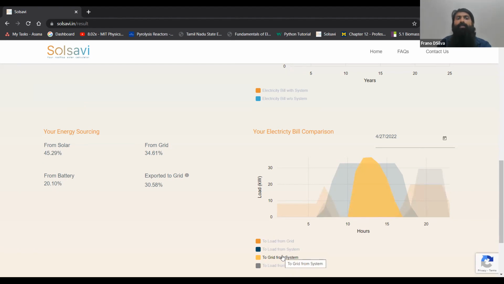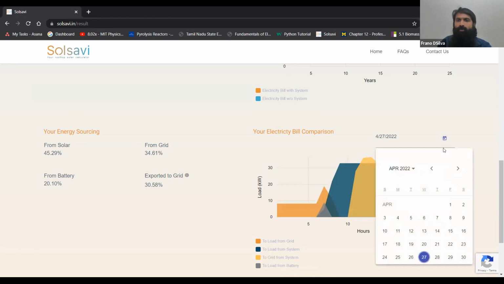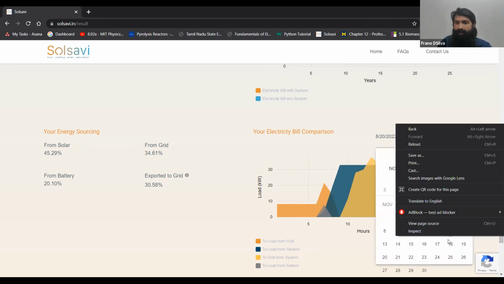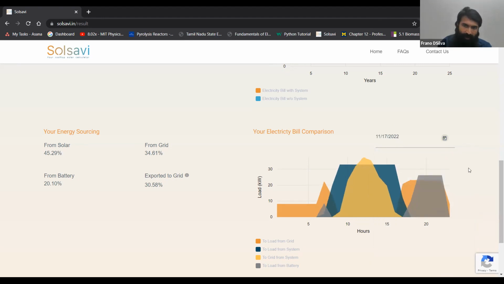While 30% of the total solar energy that is generated is exported to grid. In this graph, you could find out the consumption pattern and the contribution pattern from the solar system for any particular day in the year. Let's say we go to August and we see on August 20th what is our consumption and generation pattern. Or if we want to go at the end of the year and select a day at the end of the year and see the consumption pattern, it is possible.